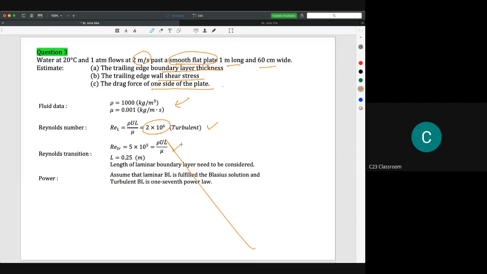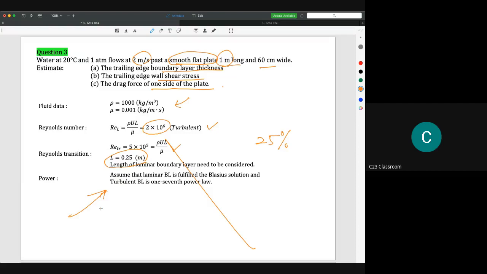So we found that the critical Reynolds number is, let's say, the common one is 5 times 10 to the power of 5. So we found that the length of the laminar boundary layer is around 0.25 meter, which is 25% of the total plate. So that means we need to consider the laminar boundary layer. This is the assumption that we use.